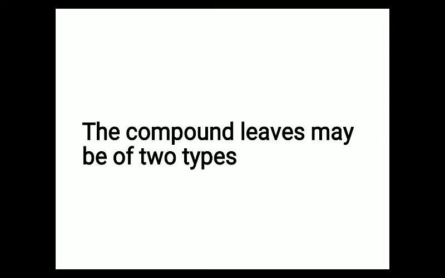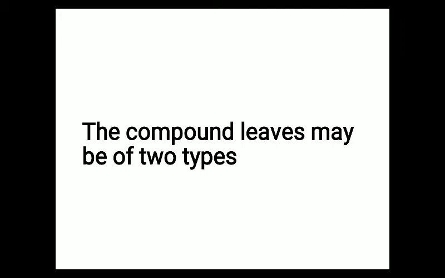The compound leaves may be of two types. This compound leaf is further divided into two different types. Try to recall how we are classifying the leaves. Leaves are of two types, simple leaf and compound leaf. On what basis have we categorized that this one is a simple leaf and this one is a compound leaf? On the basis of the structure of lamina, if there is no incision in lamina, or if the lamina is complete or entire, then it is a simple leaf. If there is an incision in lamina, a cut in lamina, and that incision reaches up to the midrib, then it is known as compound leaf.